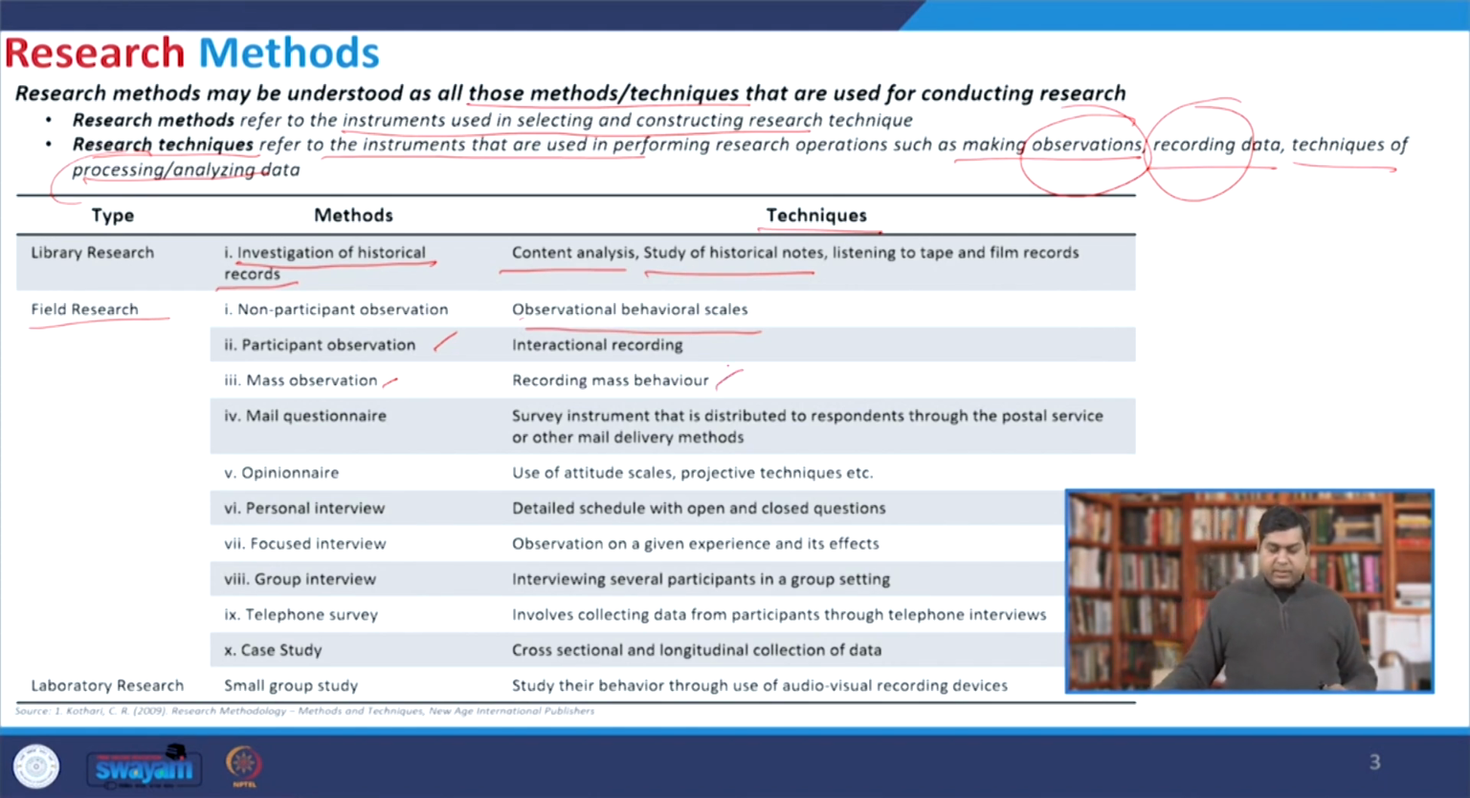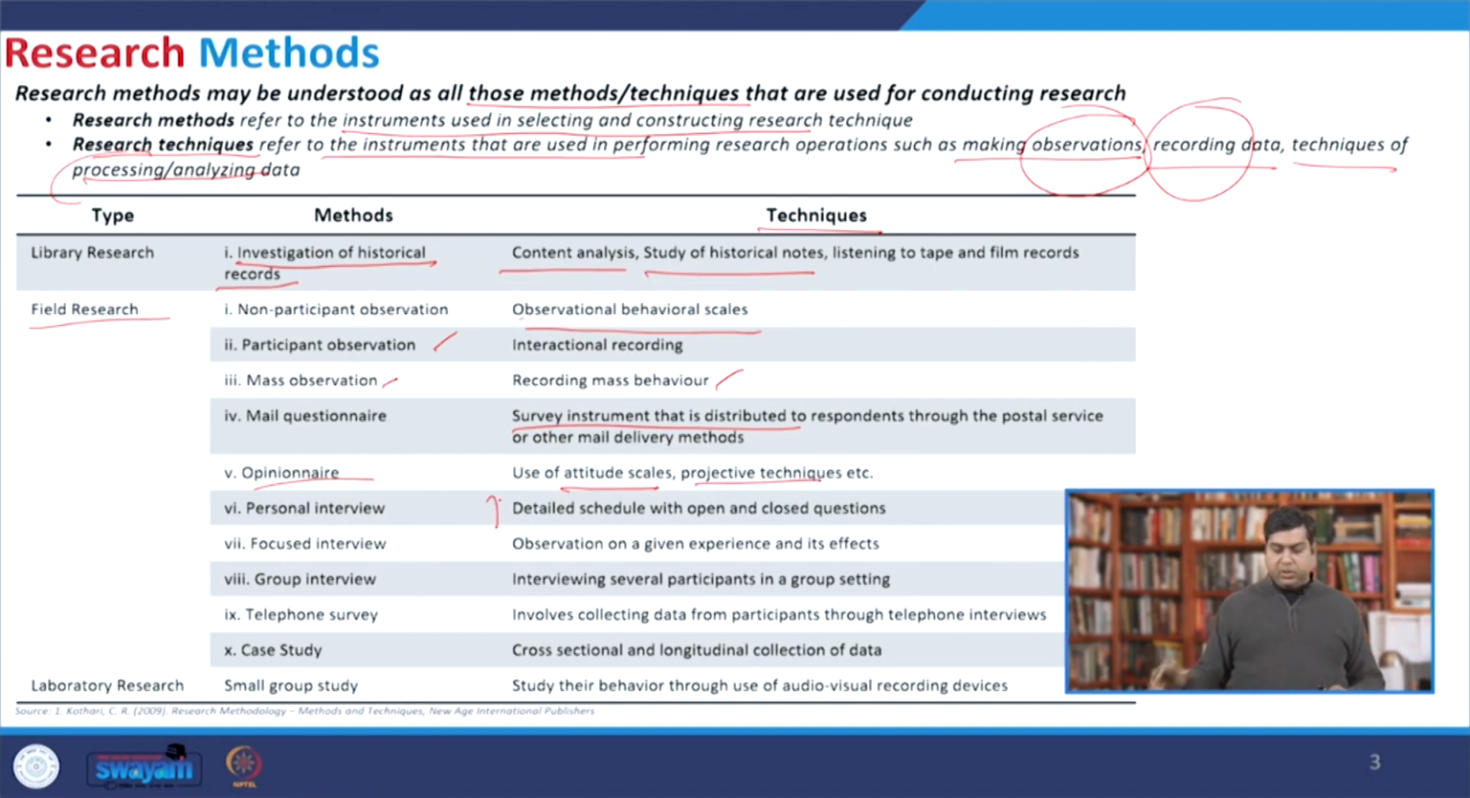Mail questionnaire, in this case definitely the survey instrument that is distributed to the respondent through the mail or post. So this is now getting very obsolete, but it has a value as well. It can be an open-ended one. So in this case you use the attitude scale or projective techniques to capture the opinion of people.